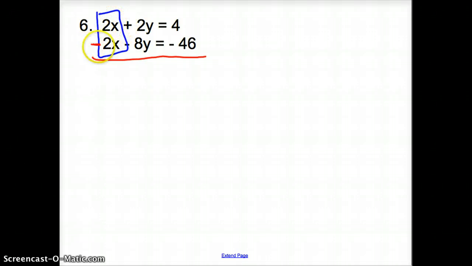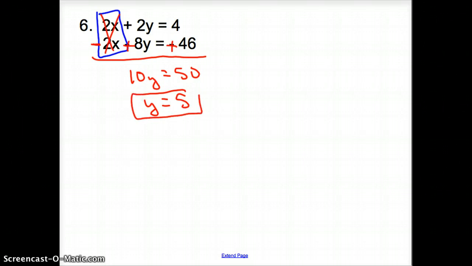So when I use subtraction, I am going to change all the bottom operations. So if it's a negative, it turns to positive. If it's a positive, it turns to negative. So now when I go ahead and combine my variables, I go 2x minus 2x, that is 0x, so I'm not going to write that down. Now I have 2y plus 8y, so it's 10y. Then it's 4 plus 46, which is 50. So now solve for y: y equals 5. So that's the first part of my answer.